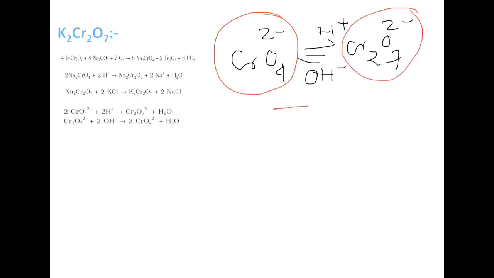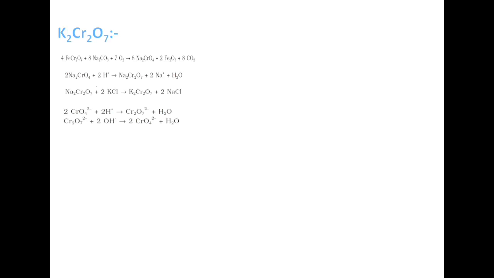If we use H plus, the chromate is converted to dichromate. If we use basic medium, the dichromate comes back to chromate form. Okay.